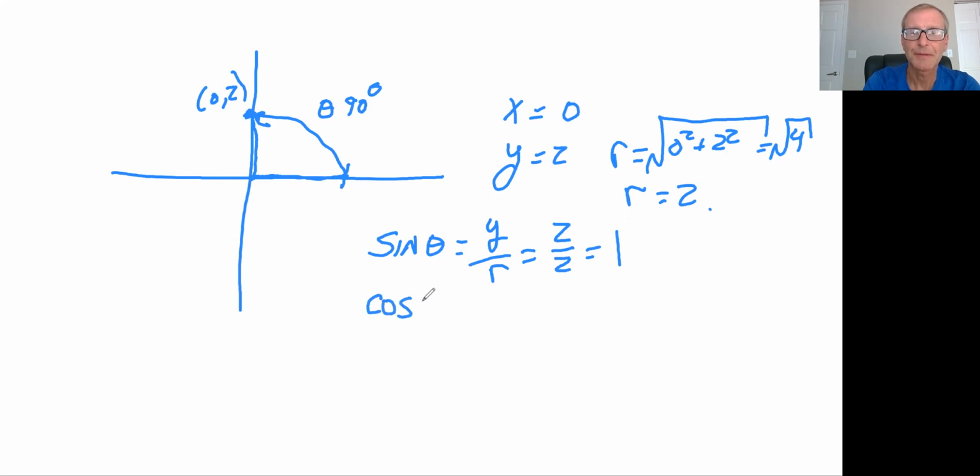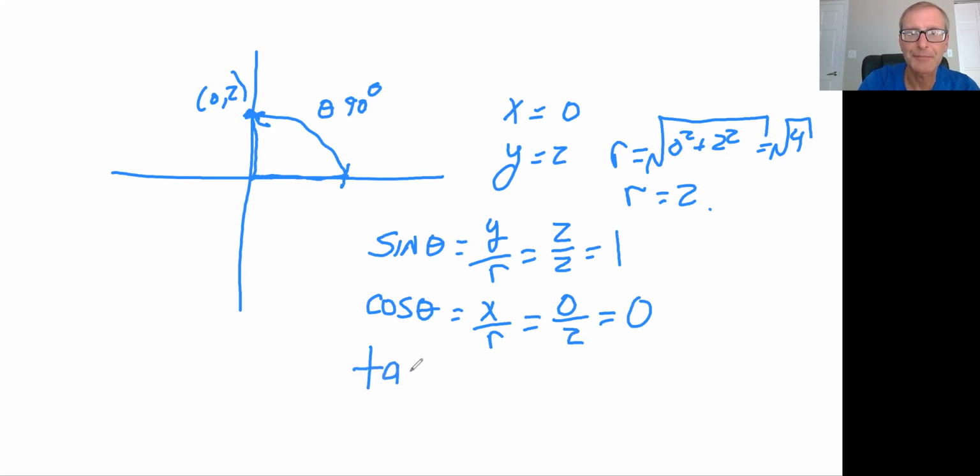Cosine of theta is x over r. So in this case, it's 0 over 2. And it's okay if you have 0 in the numerator, right? 0 times any number is 0. 0 times 1/2 would be 0. Well, here's a tricky one, right?